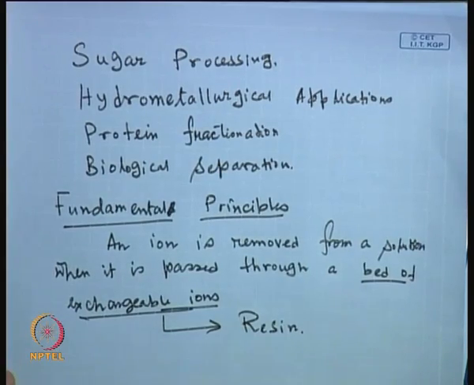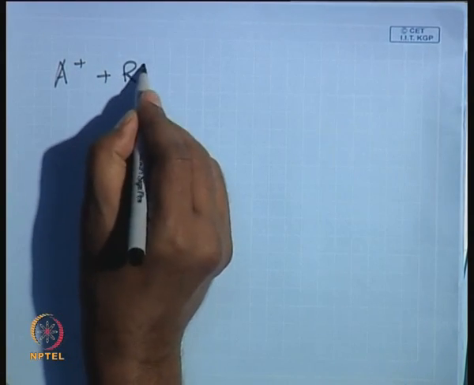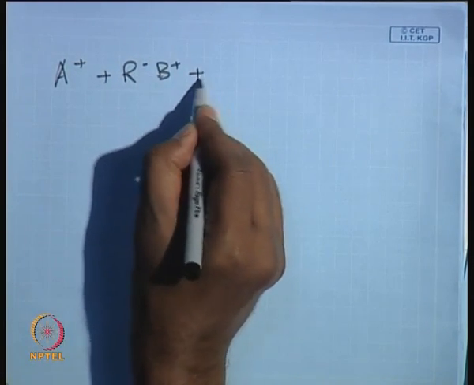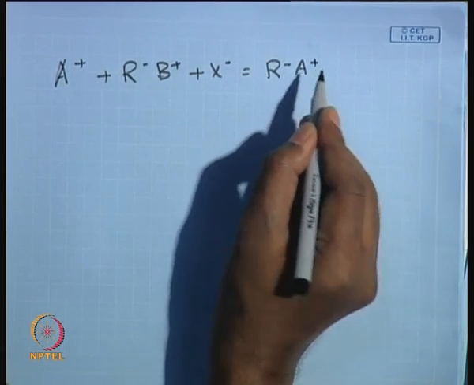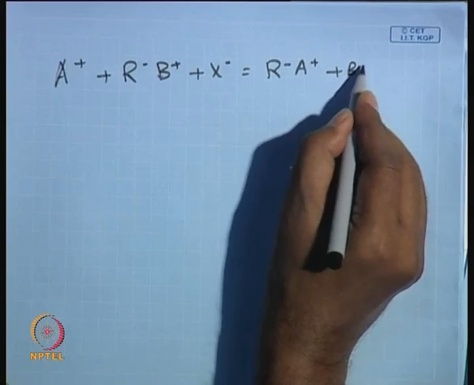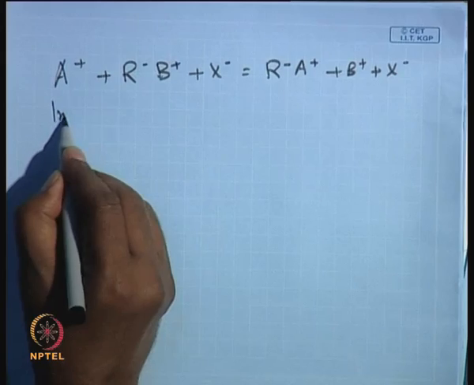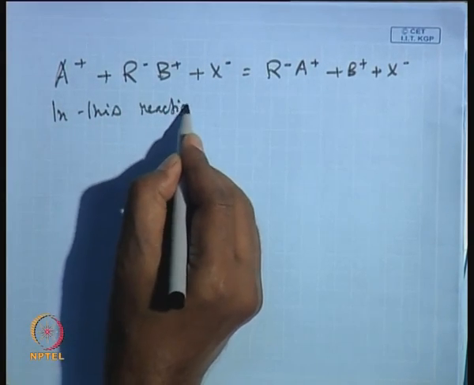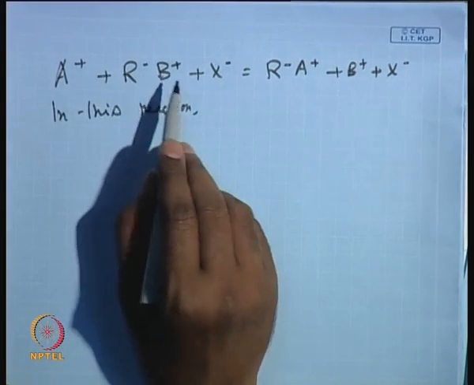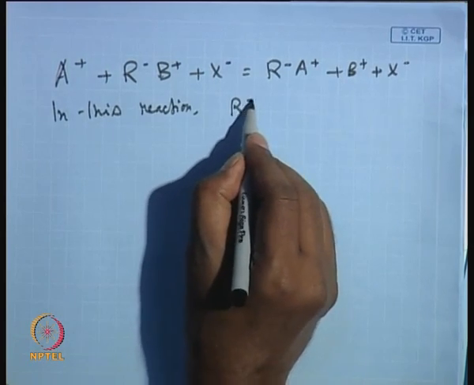And the typical reaction that you will encounter in the ion exchange resin is A plus plus R minus B plus plus X minus is equal to R minus A plus plus B plus X minus. So, in this reaction, R minus B plus is the resin and R minus is the fixed negative charge on the resin.